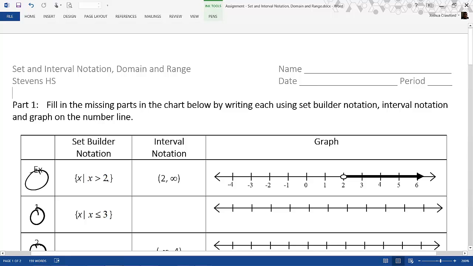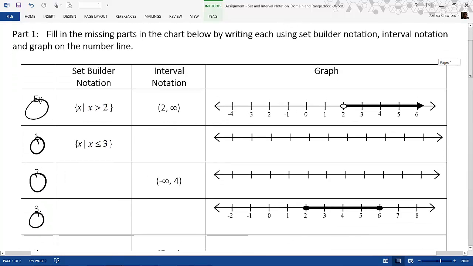Our example has our set notation as x such that x is greater than 2. Then we convert that to interval notation, which is going to be 2 all the way to infinity, not including 2 or infinity. And it's going to graph just like this: an open circle at 2 because of our parenthesis and our not-equals-to inequality, and then an arrow to the right, which means infinity. So let's go ahead and get number 1 and 2 out of the way, and 3 as well.